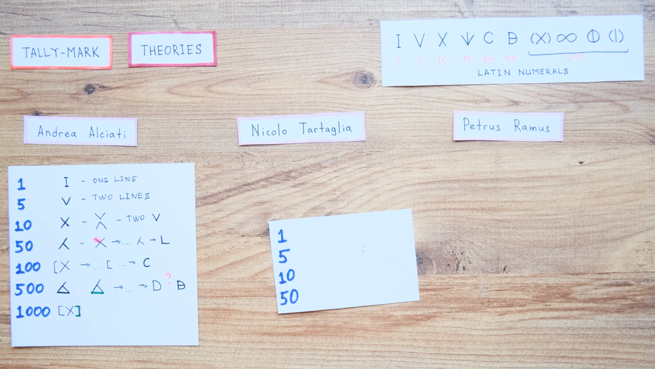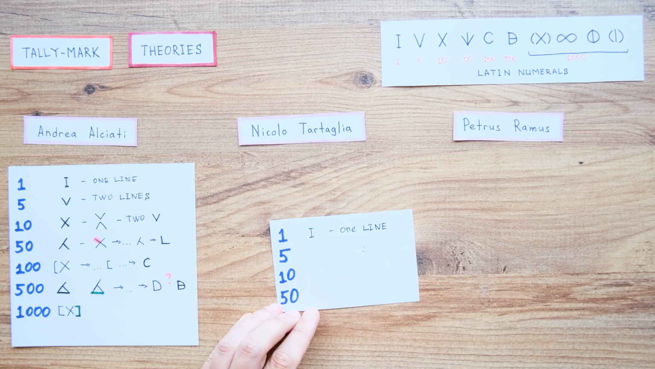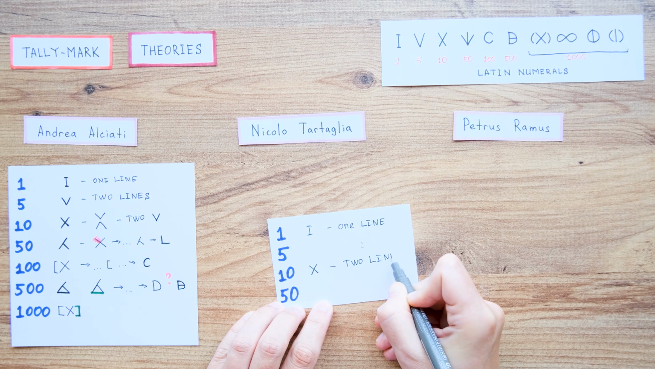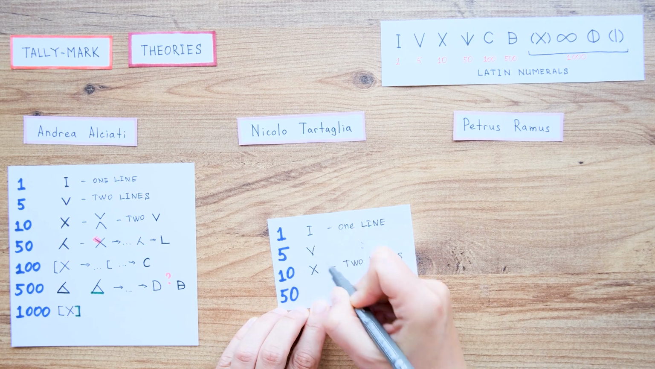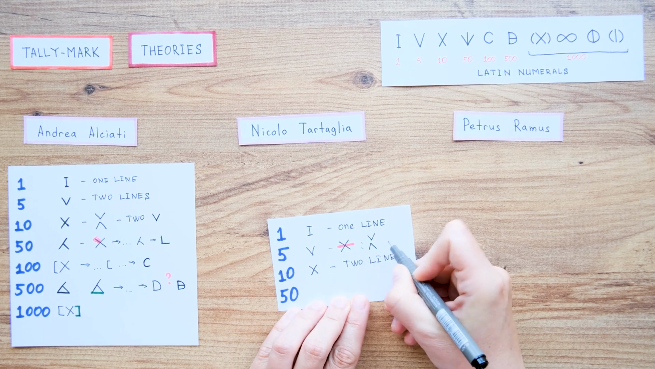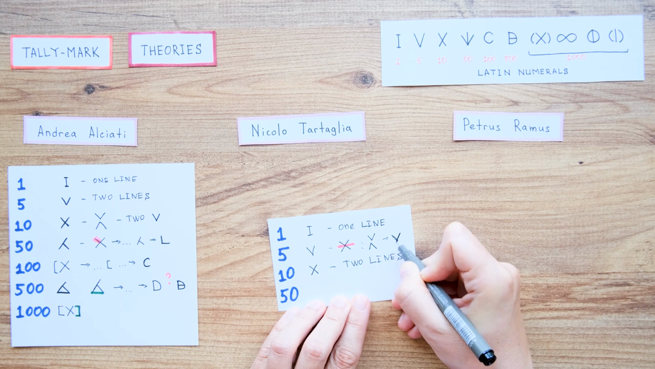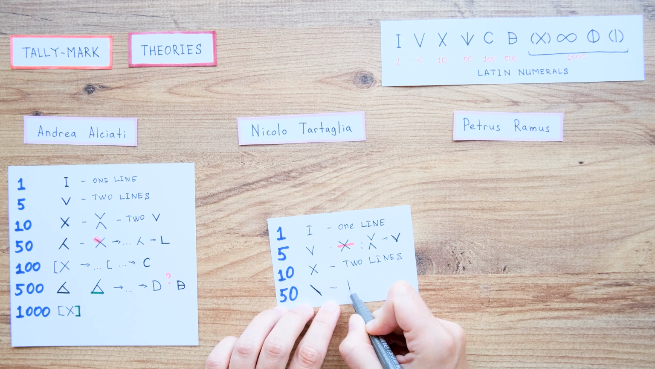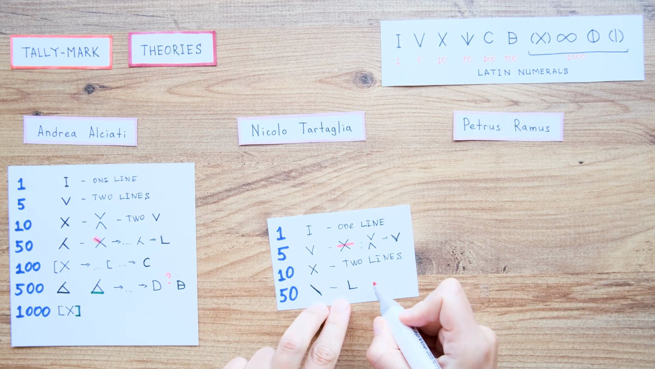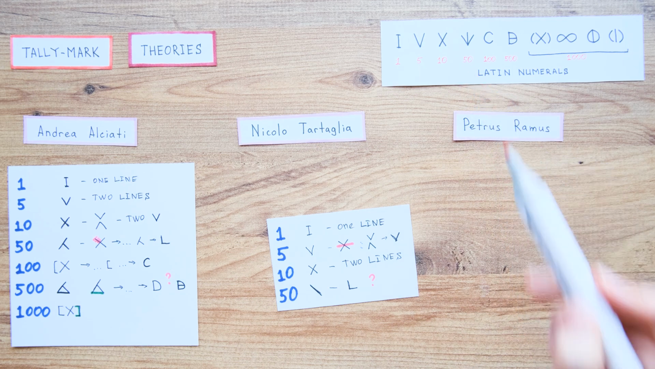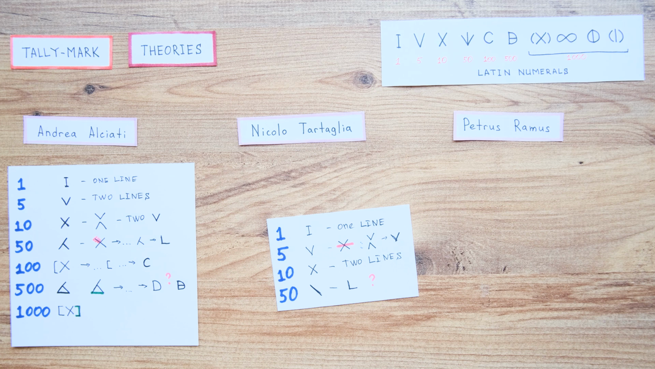The second author is Nicola Tartaglia. He explains only several symbols. One line is for 1. For the next numeral that should stand for 10, one line was added, so we have X, 2 crossed lines. From X divided in half we could get a V for 5. And for 50, Tartaglia claims that it was originally just one diagonal line like this. And this part sounds strange because it is hard to get a trident or L from this diagonal line. And also he stops at 50 for some reason.